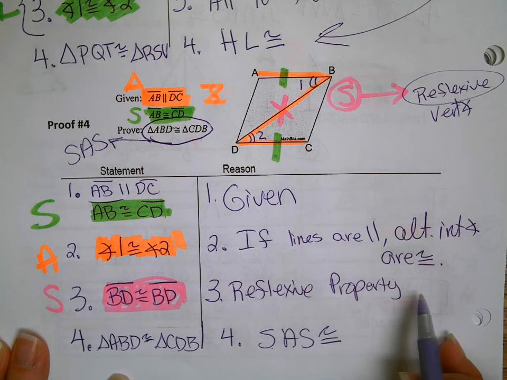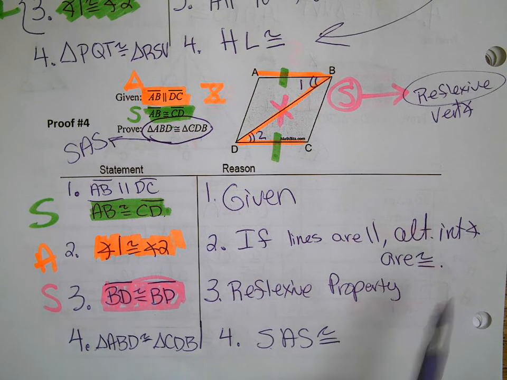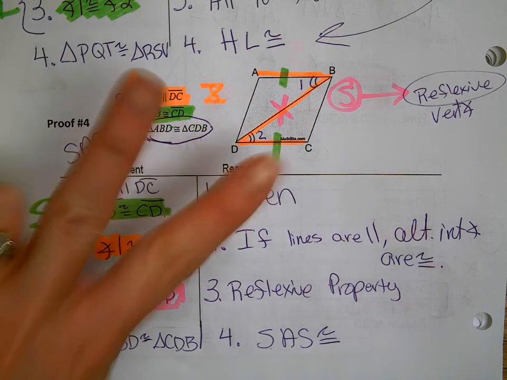Again, these reasons come from your notes 3.05 that were really important. If you've never done that, please do. We've done 4 proofs today. I know it's a lot of explaining. I want you to try 2 on your own.